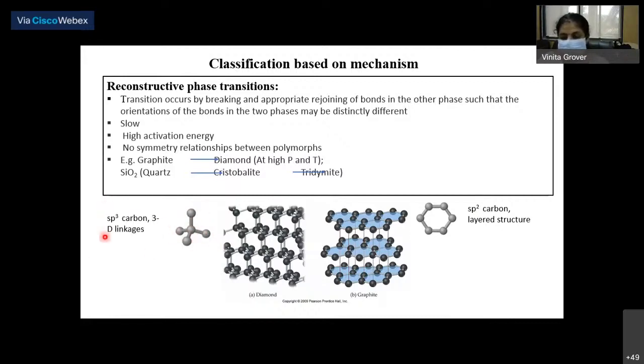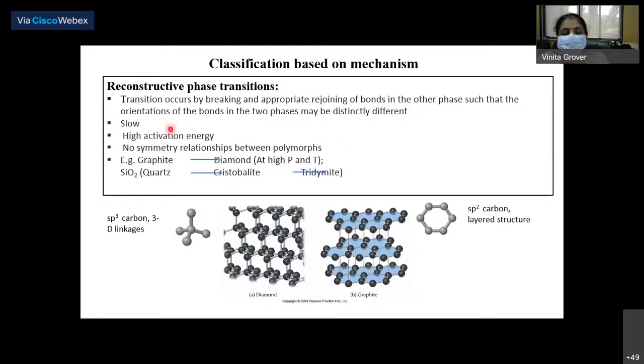So it is a 3-dimensional network, while this is a layered structure. So obviously there is no symmetry relationship between them. And obviously if you want to go from this to this, you would need to break the bonds and form the bonds. That is why the graphite to diamond phase transition requires very high pressure and very high temperatures. It is one of the typical examples of reconstructive phase transitions.